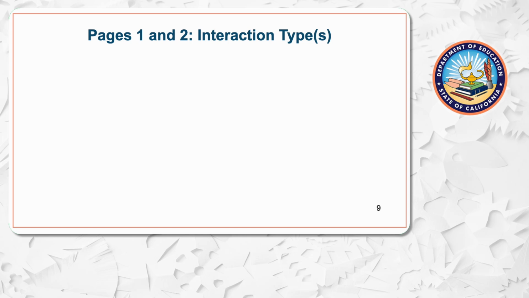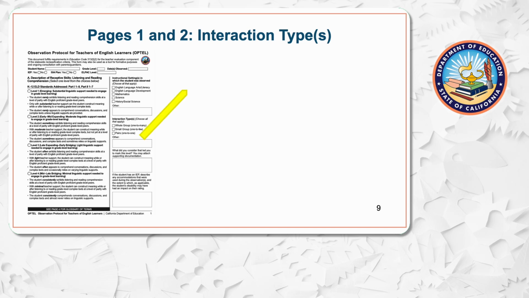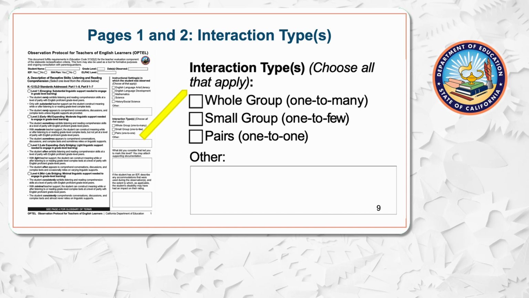Now, on both pages 1 and 2, I'll fill out the fields for interaction types. On each page, these appear at the middle of the right-hand column. The options for interaction types are whole group, one-to-many, small group, one-to-few, pairs, one-to-one, and other. Before I complete this box, you might wish to pause the video and consider how you would fill it out on your own.